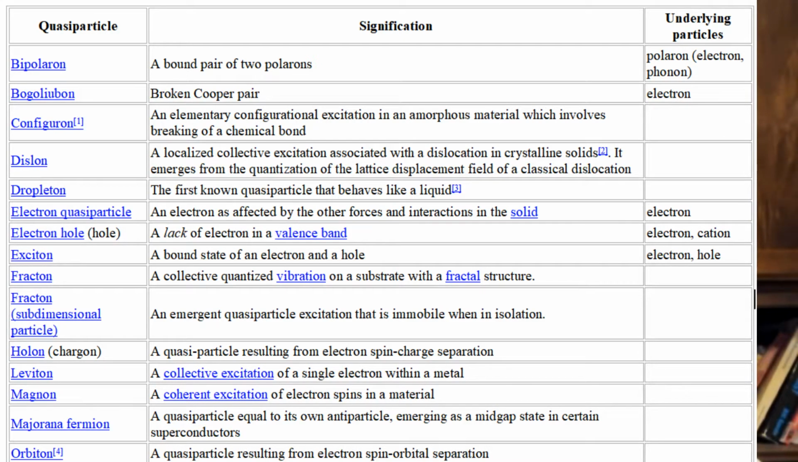Okay, we have a broken Cooper pair. So, okay, I don't know what a Cooper pair is. Well, you can see the underlying particle is the electron. Okay, but we have a Cooper pair, right? Someone says, okay, but what if that Cooper pair is broken? So then it's a hypothetical. If we have a Cooper pair, whatever that is, and it's broken, then we call it a Bogoliubon. You can use any of them for that matter.